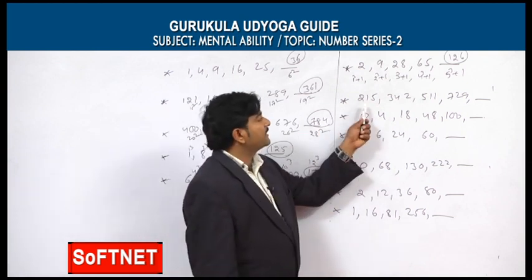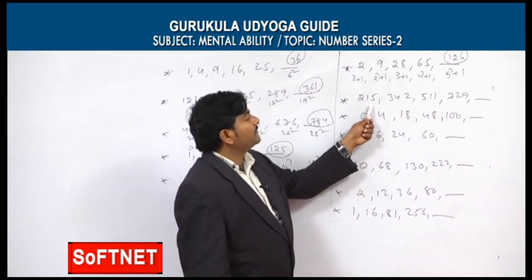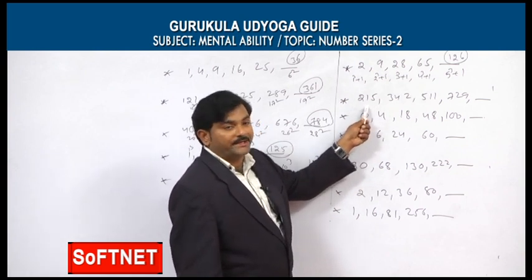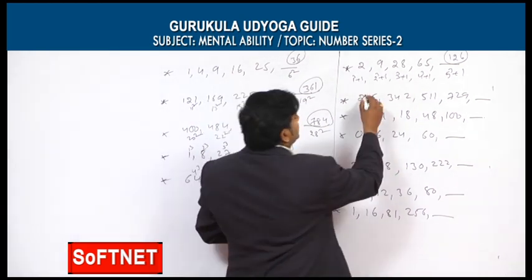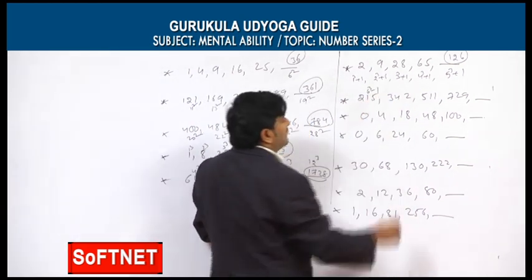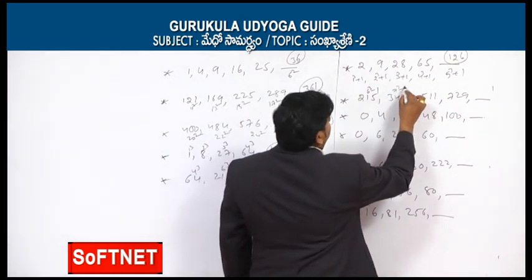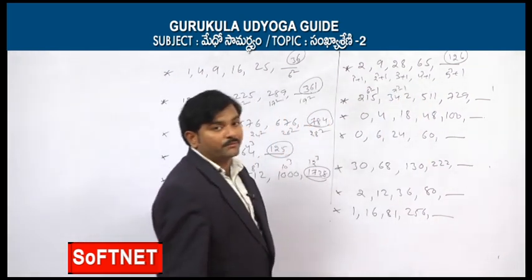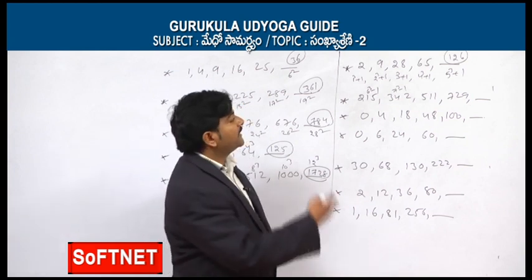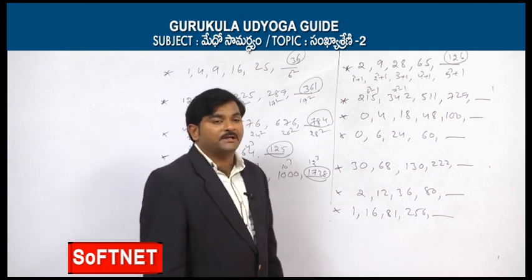If you observe here, 215 means 6 cube minus 1. Observe here, 6 cube minus 1. And similarly, this is 7 cube minus 1. 7 cube value is 343. 343 minus 1, how much will you get here?